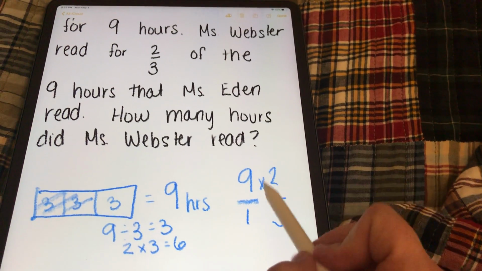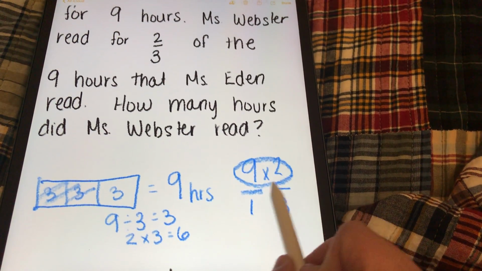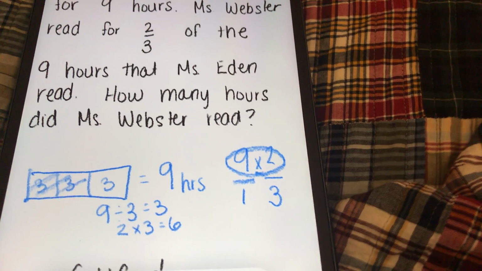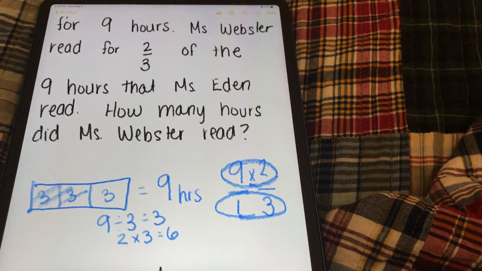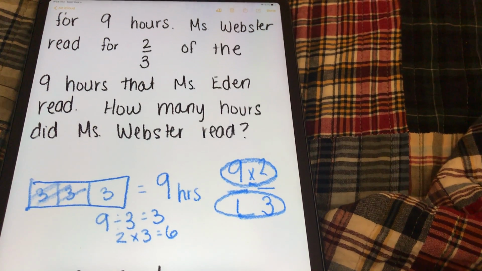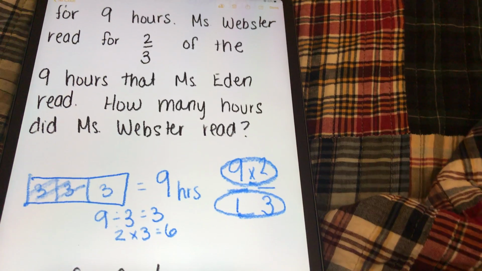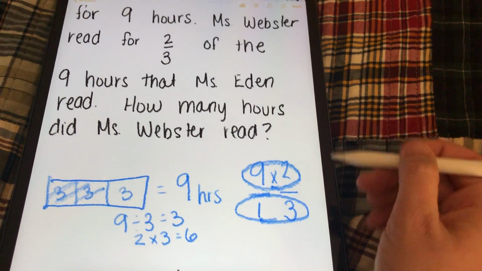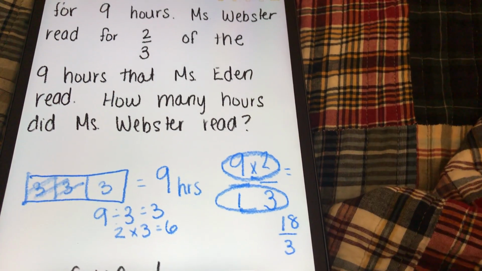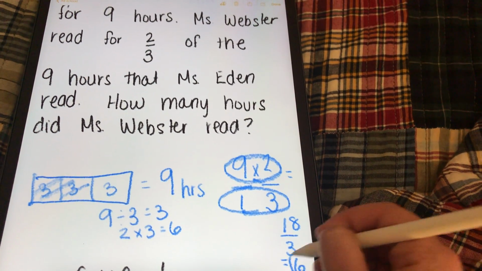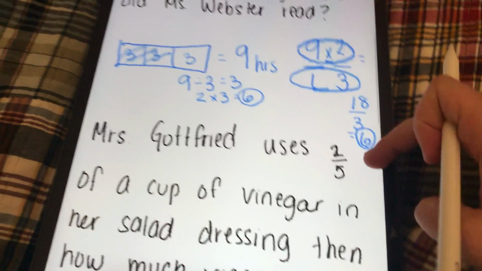So when you do that, when it comes to multiplying fractions, you can multiply the numerators together, and you can multiply the denominators together, only for multiplication. I repeat, only for multiplication. So when you do that, you get 18/3. What is 18/3? 6. Same answer, different strategy. Let's go to the next problem.